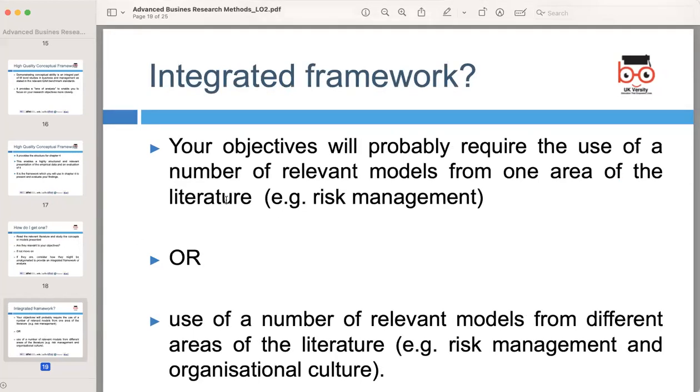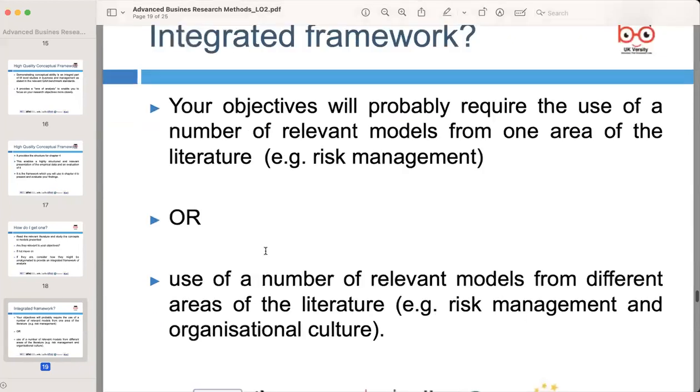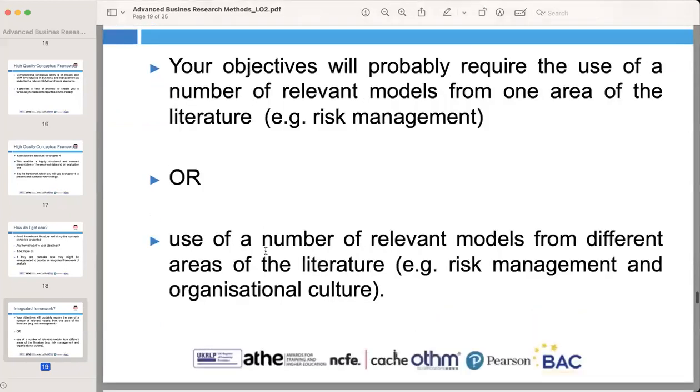Okay, next one is integrated framework. Your objectives will probably require the use of a number of relevant models from one area of the literature, for example, risk management, or use of a number of relevant models from different areas of literature, for example, risk management and organizational cultures. So an integrated framework offers several benefits.